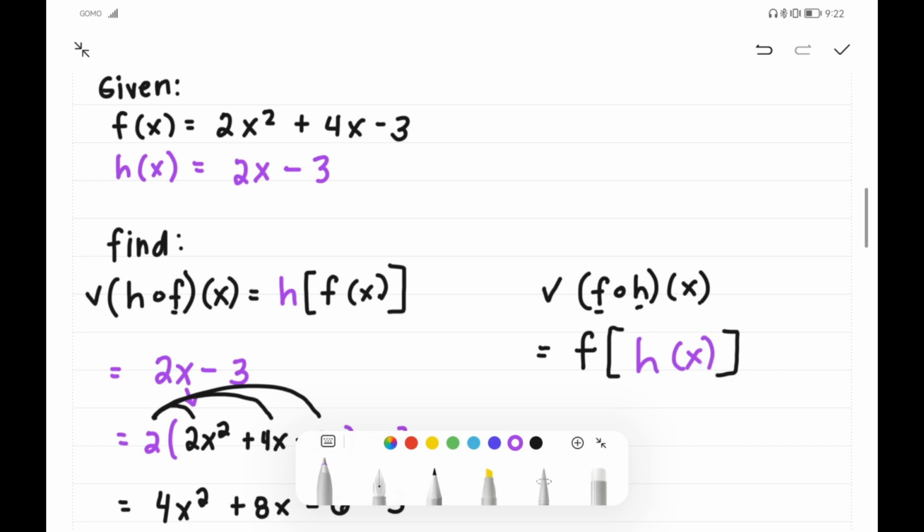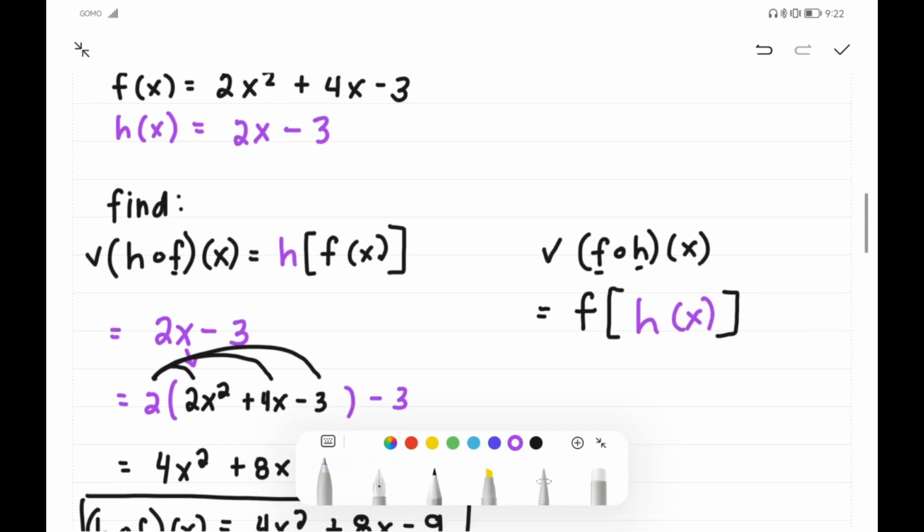Okay? So, in this case, what we're going to do is i-copy muna natin yung ating outside function. So, ano ba yung outside function natin? So, ang outside function is yung value ng ating f of x. So, ang f of x natin is 2x squared plus 4x minus 3. So, copy natin. So, 2x squared plus 4x minus 3. So dito, what we're going to do is ipapalitan natin yung variable ng ating outside function ng value ng ating h of x.